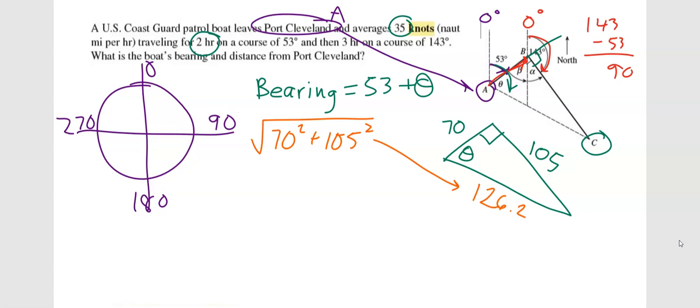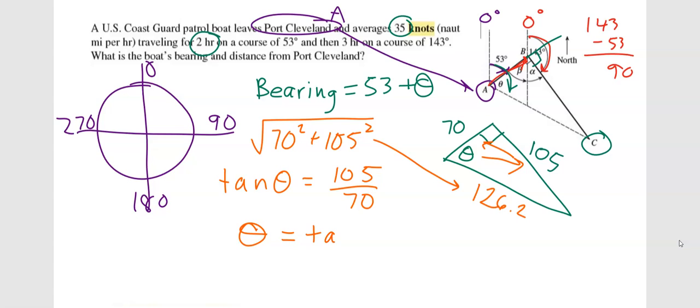Okay, now to find the bearing, or the theta, we've got opposite and adjacent, so we want tangent theta equals 105 over 70. So how do we get rid of theta? Yes, the good old tangent inverse of 105 over 70. Anytime you want to get rid of that tangent, you've got to invert the tangent. Same thing with the other trig functions.